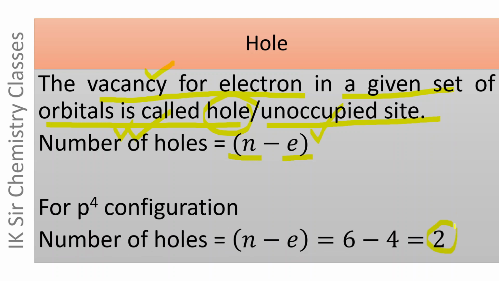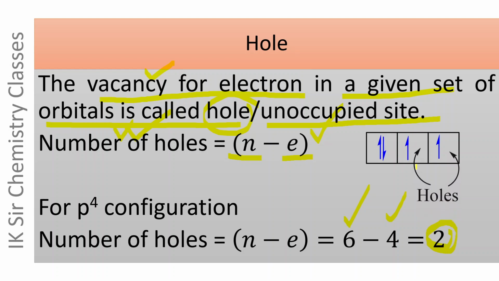2 holes. Number of electron sites in p subcell is 6 and number of electrons is 4, and therefore there will be 2 holes in p4 electronic configuration as illustrated in this diagram. There are 4 electrons in p subcell and there are 2 vacancies, 2 holes in p4 electronic configuration. These are holes where electrons can be accommodated.